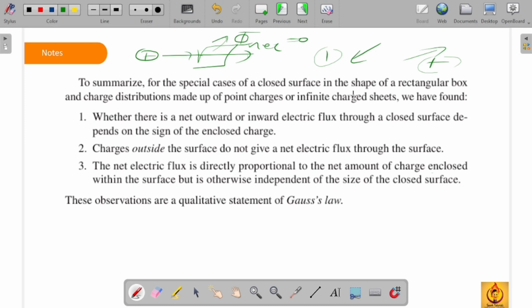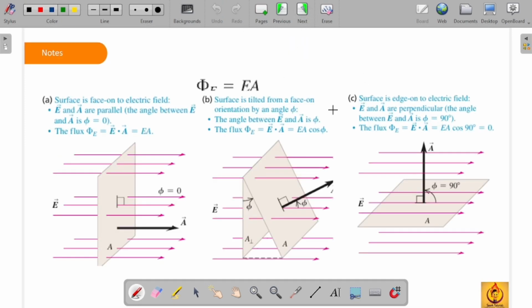So we are done for this part. Now let's move on to something else. The formula for electric flux I carried by mistake.